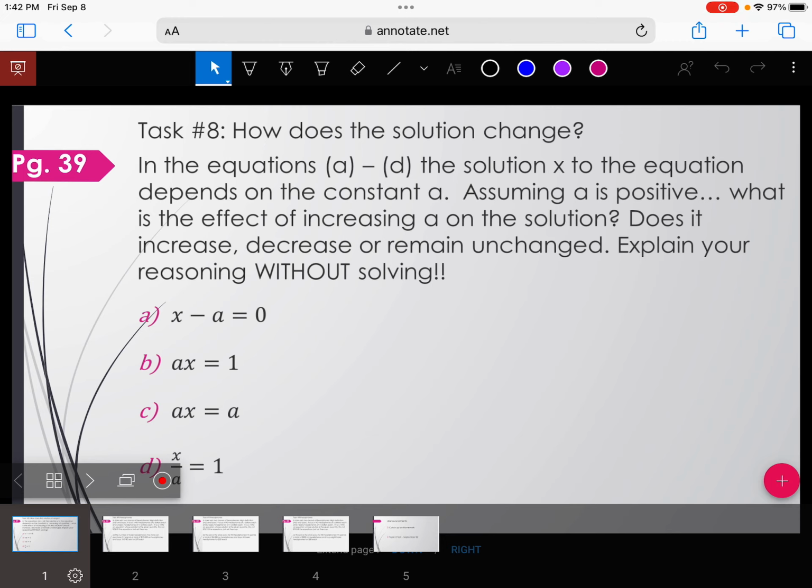It's here. There we go. Awesome sauce. Got it all fixed. All right. So we're on page 39. And we're going to be looking at, this says, how does the solution change? We're asked to do this without solving as much as possible. If we need to plug in and solve, I'd rather we plug in and solve than not do it. But we also probably can do this without solving. So what we're looking at here is what's going to happen to x if a gets bigger. So a is a thing. If a gets bigger, what's going to happen to x?